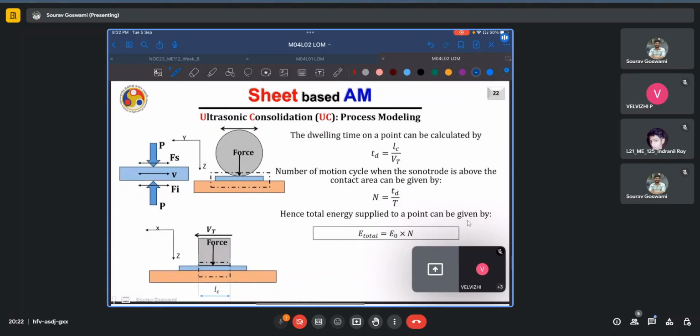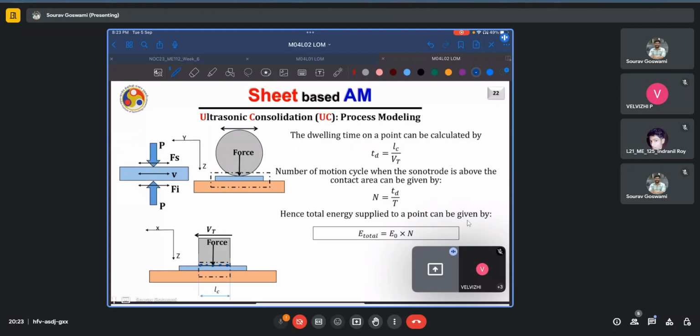Again, the total energy supplied to every single point can also be computed. This can be had by calculating the dwell time. So if in this critical region, we look at one point on this top surface and how long it has been exposed to this force, it will continue to be under the action of this force as long as it is within the critical length. And during this time, it may be subjected to several passes or several of the oscillatory motions.